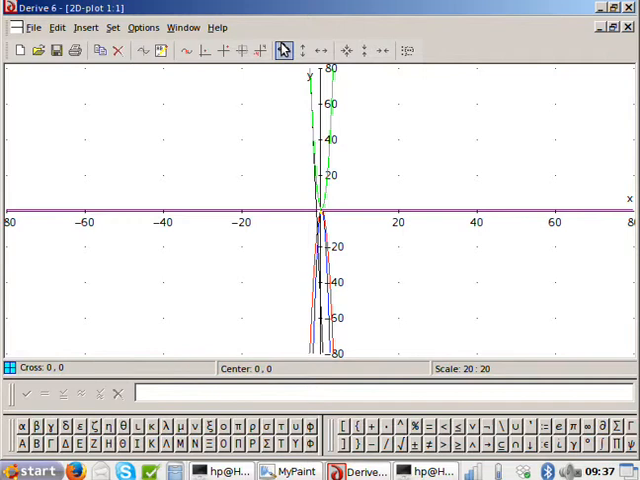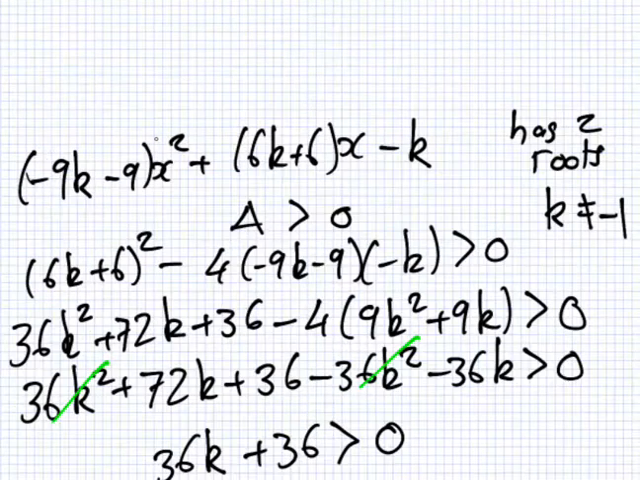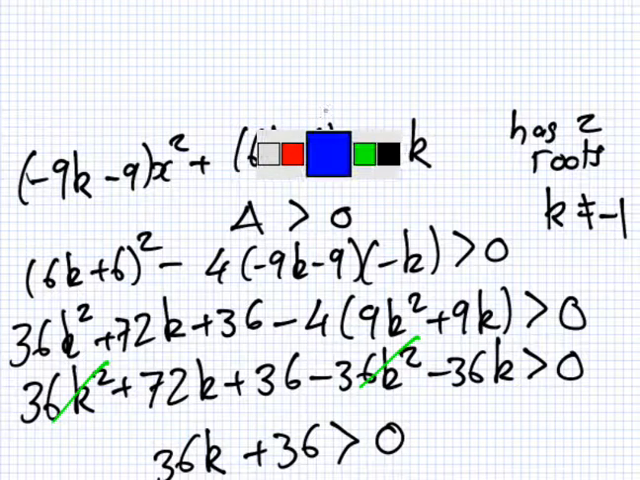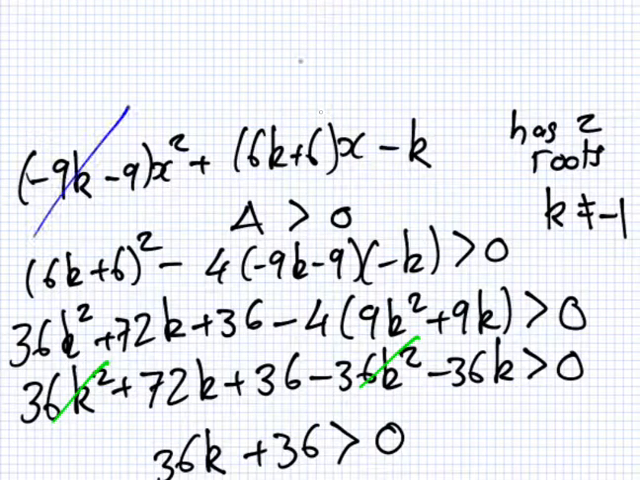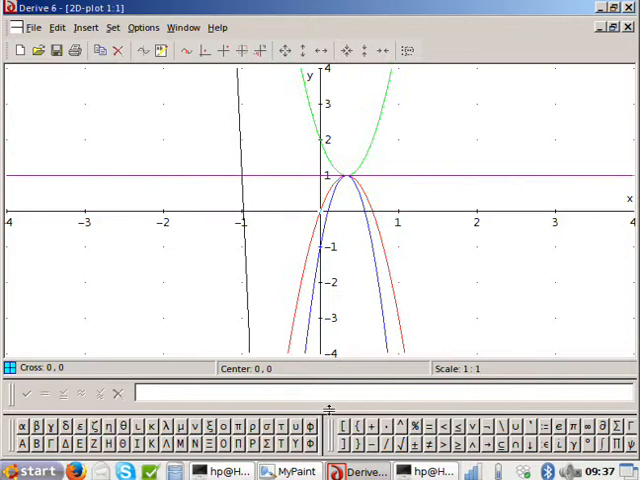So this here has two roots, so we know that the discriminant should be bigger than 0. And we also know that k should not equal what? Yeah, shouldn't equal minus 1. Okay, let's see what we can say. B squared minus 4ac should be positive.